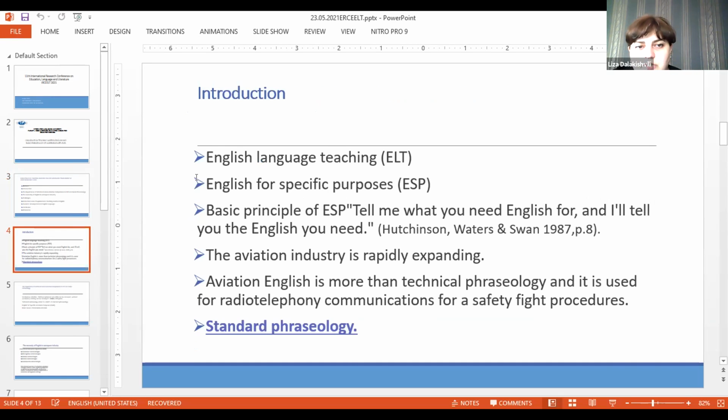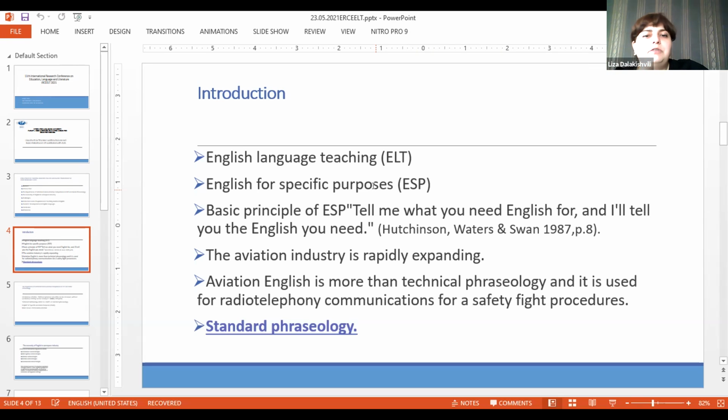For the introduction, we could say that English language teaching, as well as English for specific purposes, was not a planned process. It started to be worked on as a necessity of the society. People were trying to work not only in the aviation field. For example, we also have other different branches, such as business English, medical English, and so on. So the necessity, as a requirement, was important in this case.